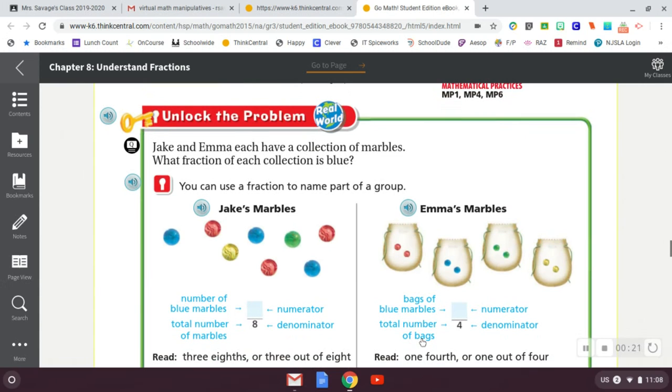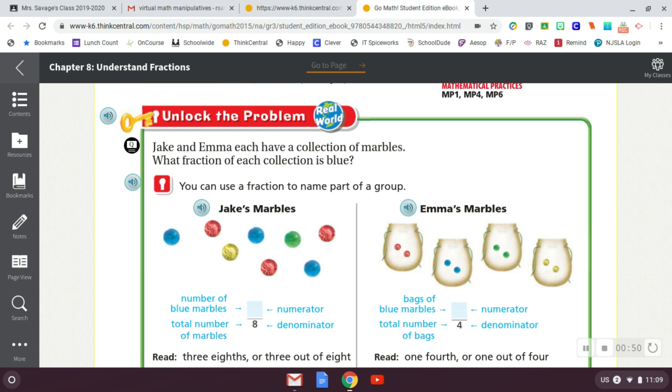Jake and Emma each have a collection of marbles. What fraction of each collection is blue? So we can use a fraction to name part of the group. Take a look at Jake's marbles. How many marbles does Jake have altogether? Well, if you count them, I see 1, 2, 3, 1, 2, 3, 4, 5, 6, 7, 8. So 8 is my denominator. How many blue marbles are there?